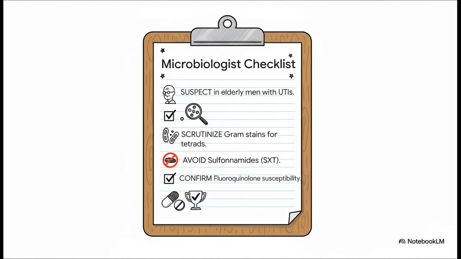So here's your final checklist. First, suspect Aerococcus urinae, especially in elderly men with UTIs. Second, scrutinize that gram stain. Look for those tetrads. Third, avoid sulfonamides like SXT. It just won't work. Fourth, confirm fluoroquinolone susceptibility before you even think about using it. And finally, prioritize the reliable options, penicillins for serious infections and nitrofurantoin for simple cystitis.